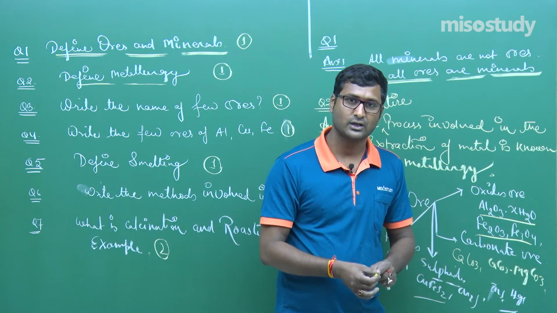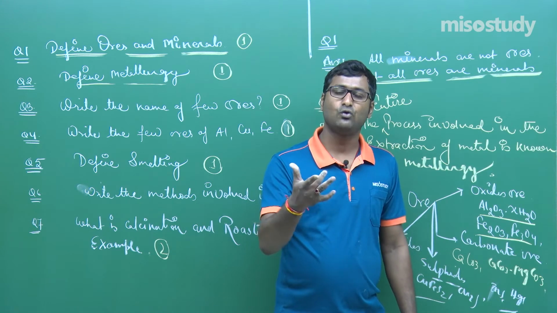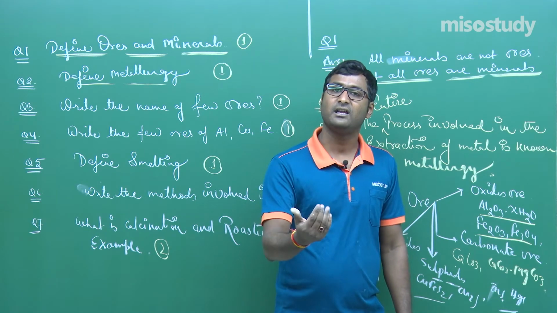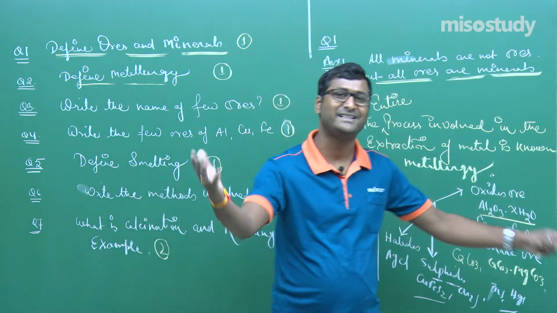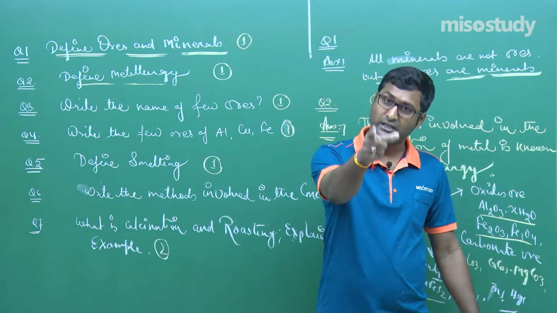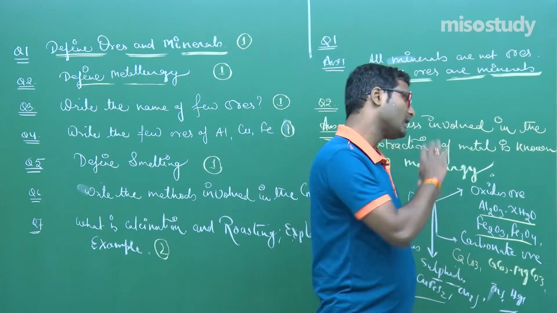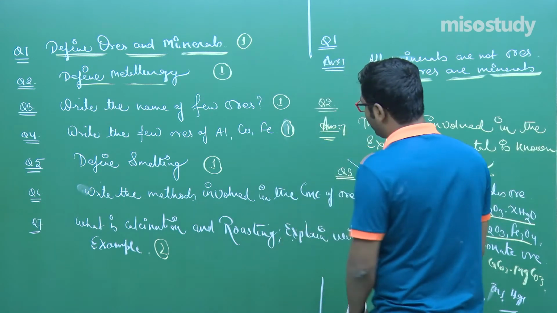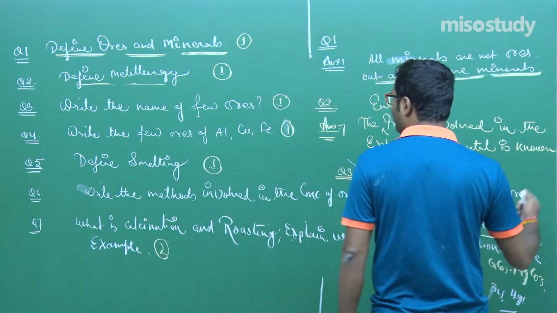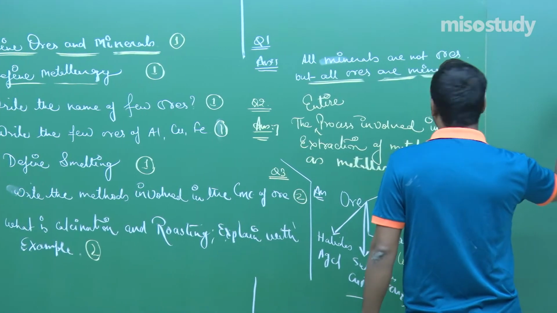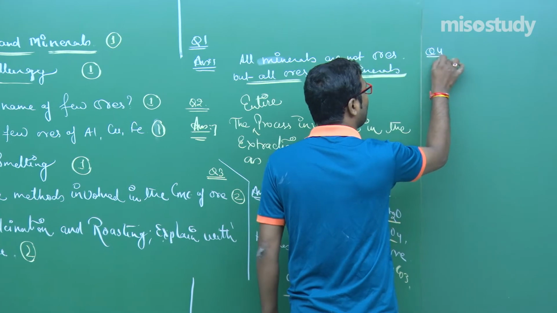If 1 mark question, short answer. If 2 marks, slightly long. If 3 marks, complete explanation required. If 5 marks question, we know, detailed explanation with figure also. Clear? Now moving here. First of all, read the question. Write the name of a few ores of aluminium, copper and Fe. This is question number 4, my friend.